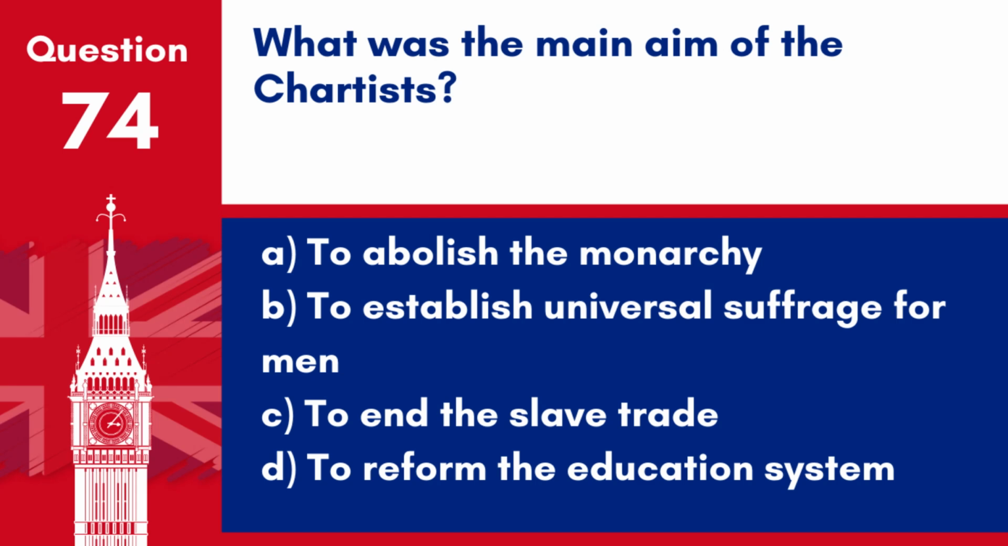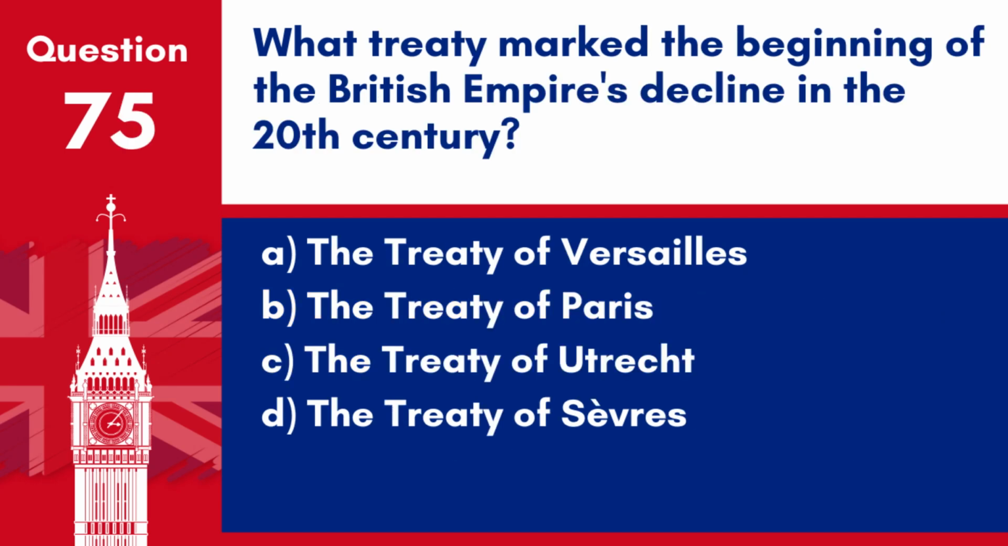To reform the education system. Answer: B. To establish universal suffrage for men. The main aim of the Chartists, a working-class movement in the 19th century, was to establish universal suffrage for men, among other political reforms. Question 75.